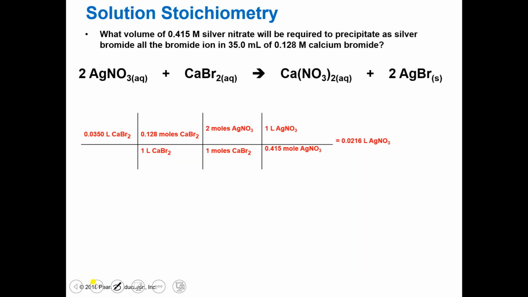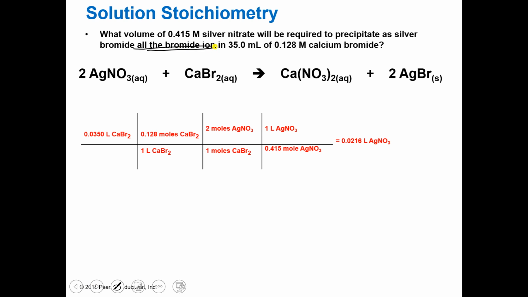Here's another example. I made this one a little bit more simple. What volume of 0.415 molar silver nitrate will be required to precipitate as silver bromide all the bromide ions in 35 mLs of 0.128 molar calcium bromide? I'm sorry, guys, I had a typo here somewhere.